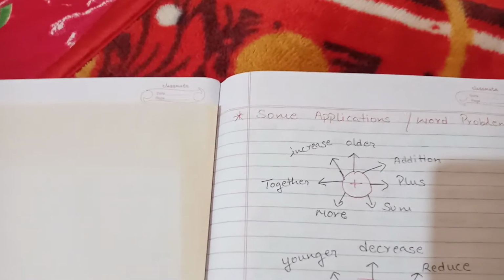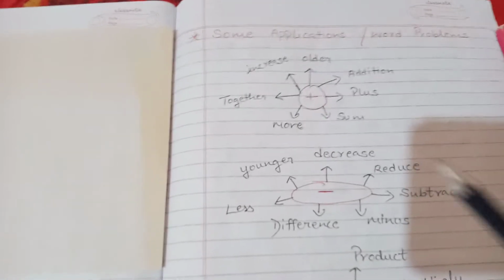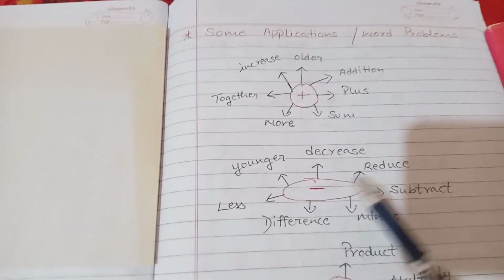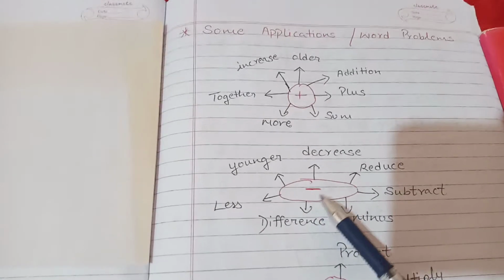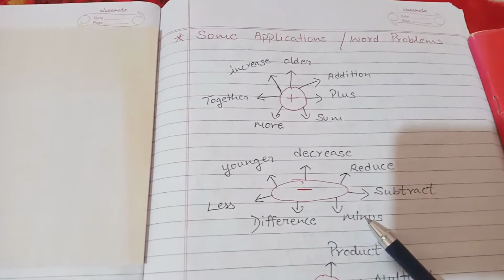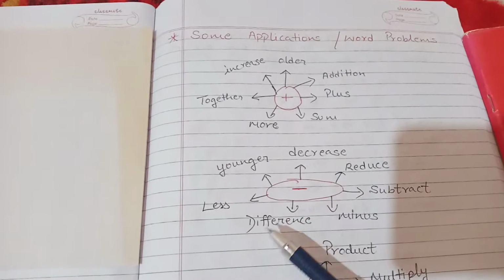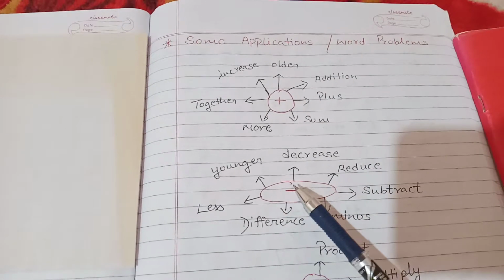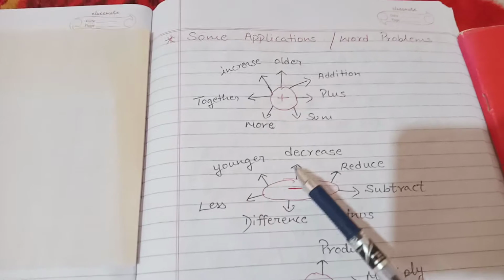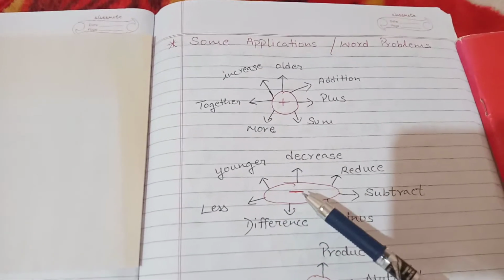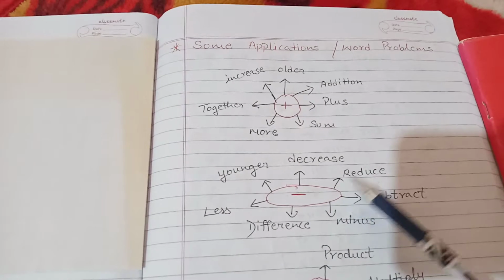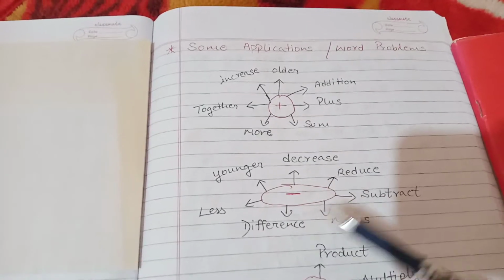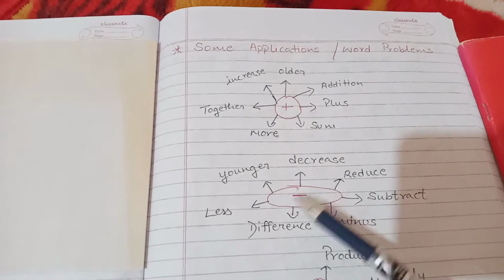Okay, now I'll talk about subtraction. This is the subtraction symbol, and subtraction is also known as minus. Another name is difference, less, younger, decrease, and reduce also. So these are the certain names for subtraction.